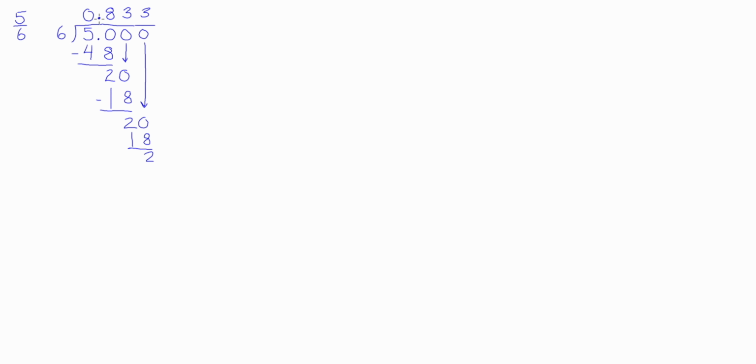So we have 0.8333333 repeating forever. We can stop there. We don't have to continue with our decimals. What we can do is write this as 5/6 equals 0.83, and we're going to put a bar above the 3 to show that the 3 will repeat.